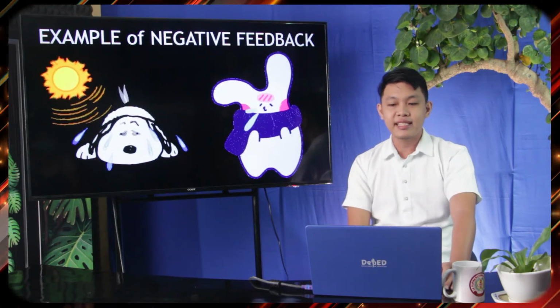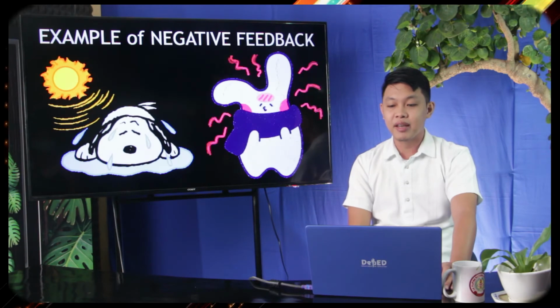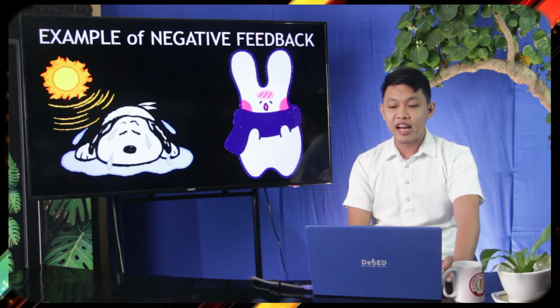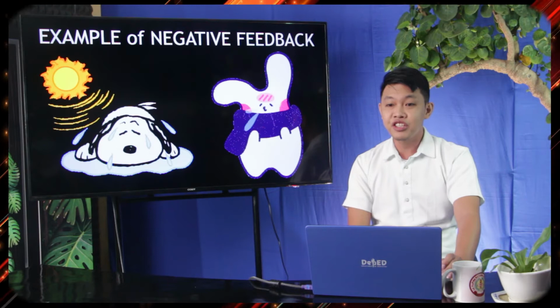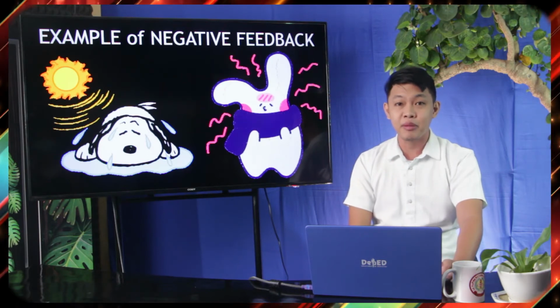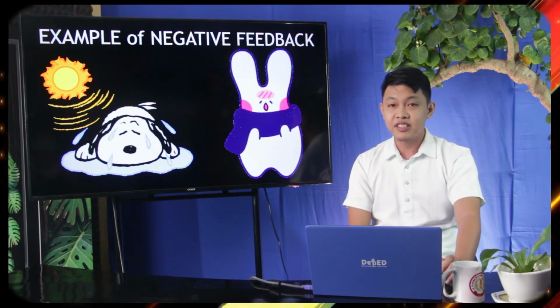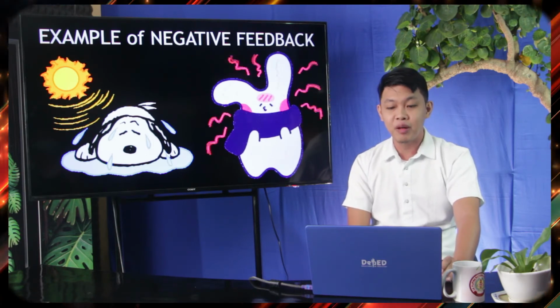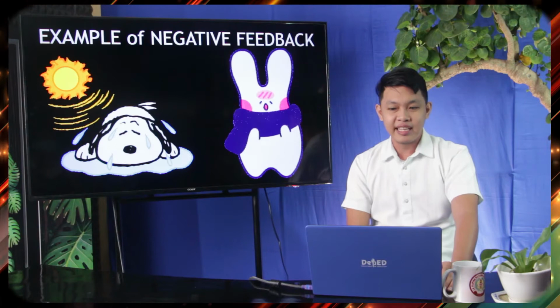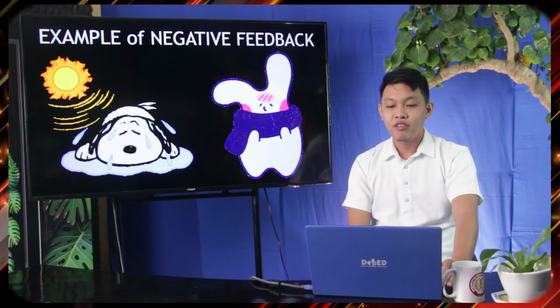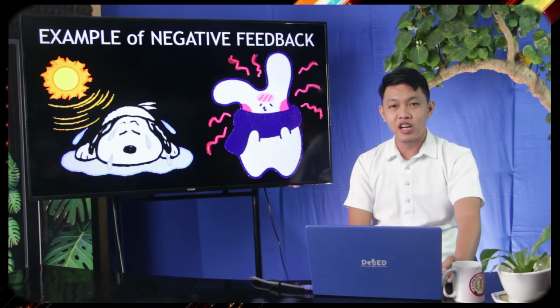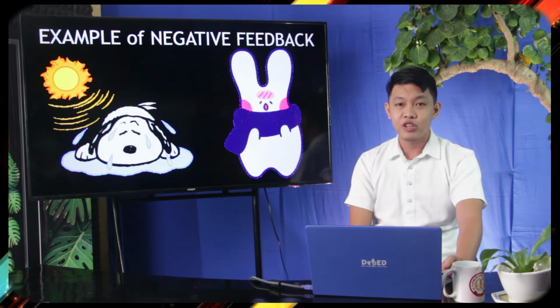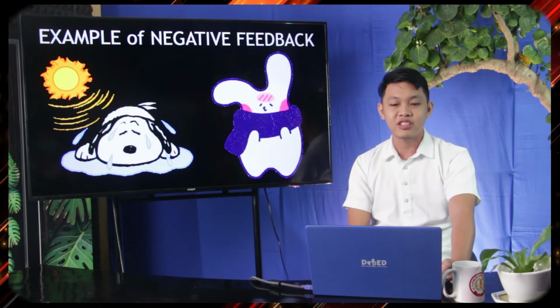These two are examples of negative feedback mechanism because the reaction of your body is to reverse the changes made by the stimulus. In the first example, from high temperature, it reduces to normal body temperature. And in the second example, from lower temperature, the reaction of the body increases your temperature to normal range.